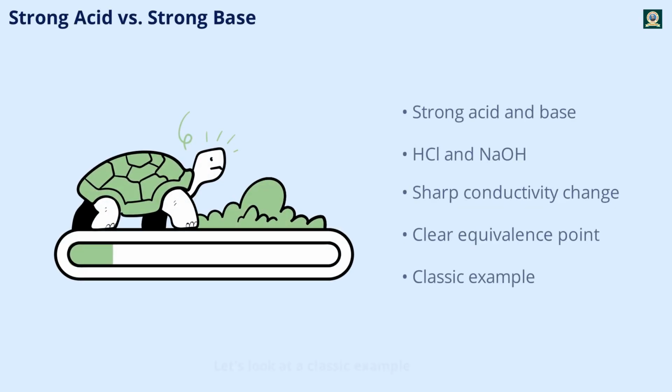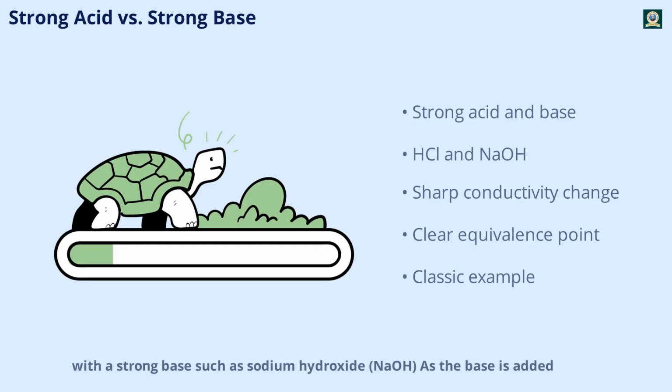Let's look at a classic example: titrating a strong acid like hydrochloric acid, HCl, with a strong base such as sodium hydroxide, NaOH. As the base is added, the highly mobile hydrogen ions are replaced by sodium ions, leading to a distinct change in conductivity. The graph shows a sharp intersection at the equivalence point, making it easy to identify when the reaction is complete.